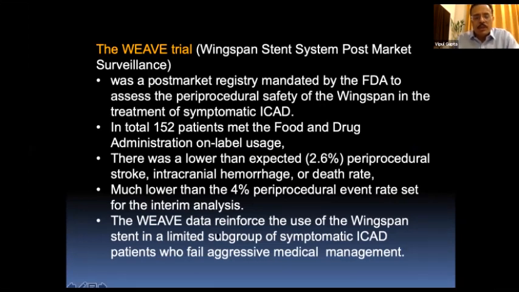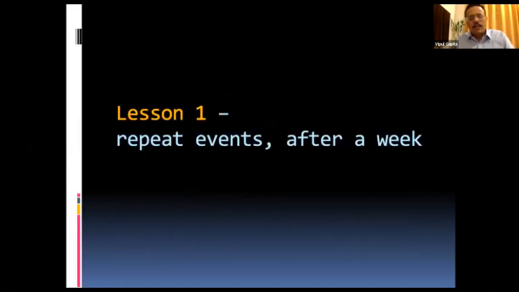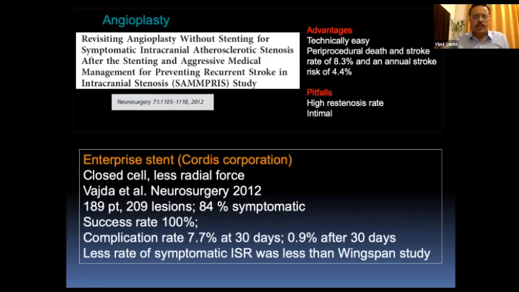And this shows that Wingspan stent, or actually, to me, equivalent stents, for symptomatic patients, a subgroup of patients do benefit from stent systems. So what is the lesson learned in all this journey? Number one, we mainly focus on patients who have repeat events on medical therapy, and then we wait for a week. Somehow in a week, whatever happens, the plaque stabilizes, maybe less hemorrhage rate. A lot of times there's a thrombus on the plaque that clears, or for whatever reason, it becomes a much safer procedure.